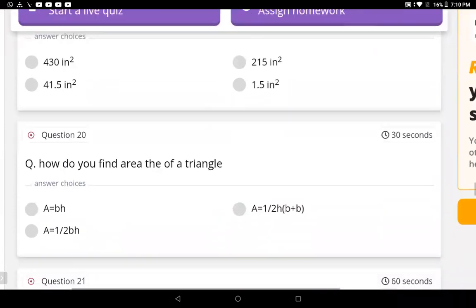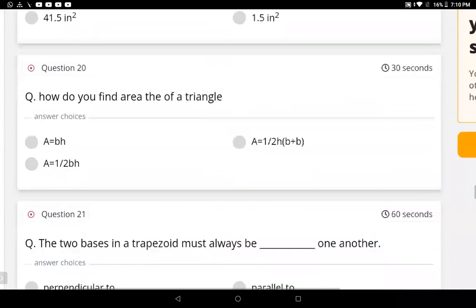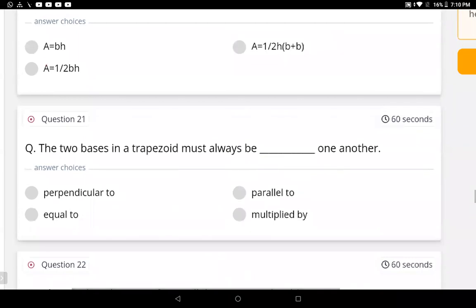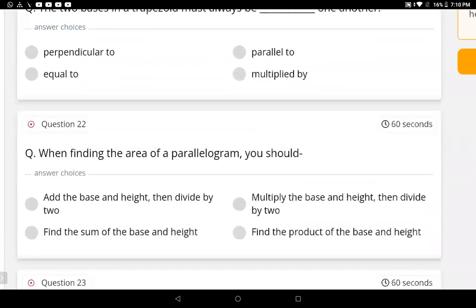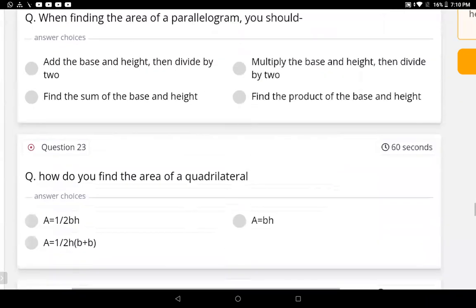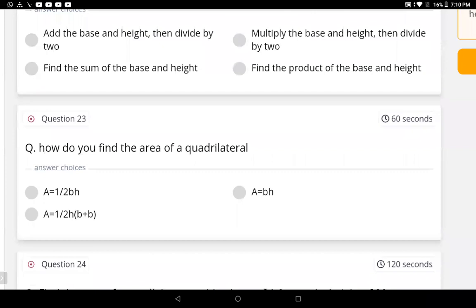How do you find the area of a triangle? Half base into height. Option C. Half base into height. Yes, ma'am. The two bases of a trapezoid must always be parallel to one another. Parallel to one another, right. Next, when finding the area of a parallelogram, you should find the product of base and height. Option D, right.